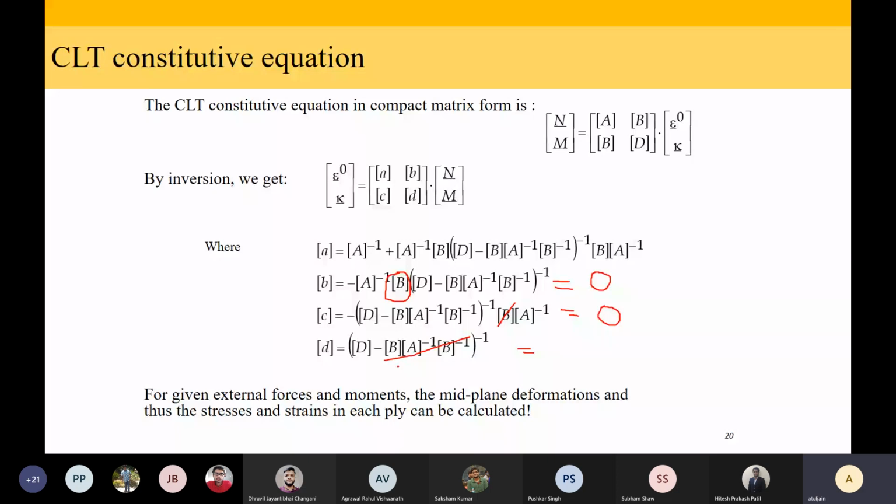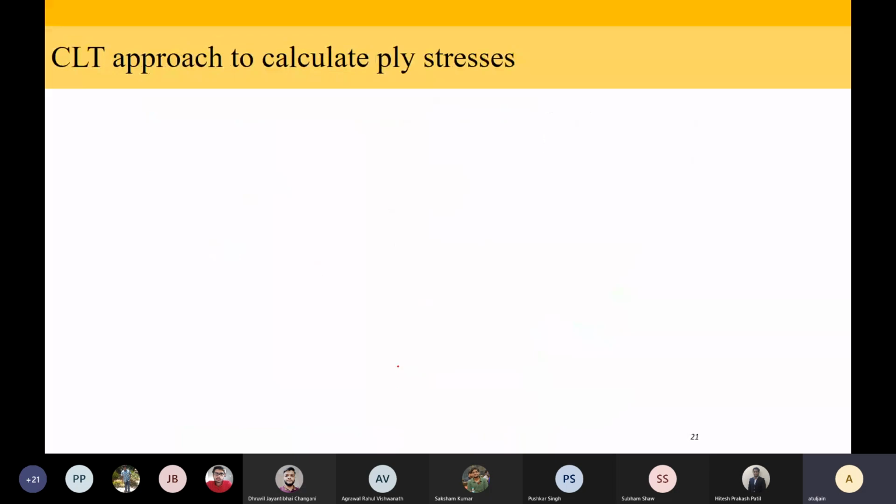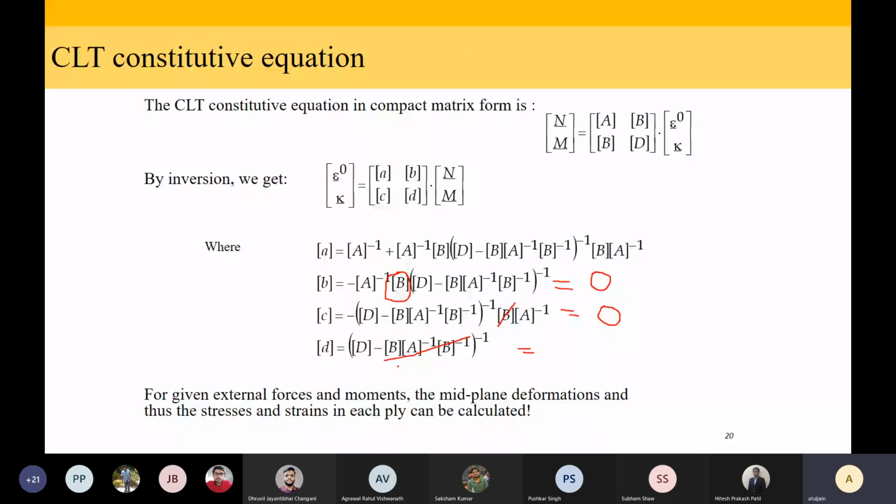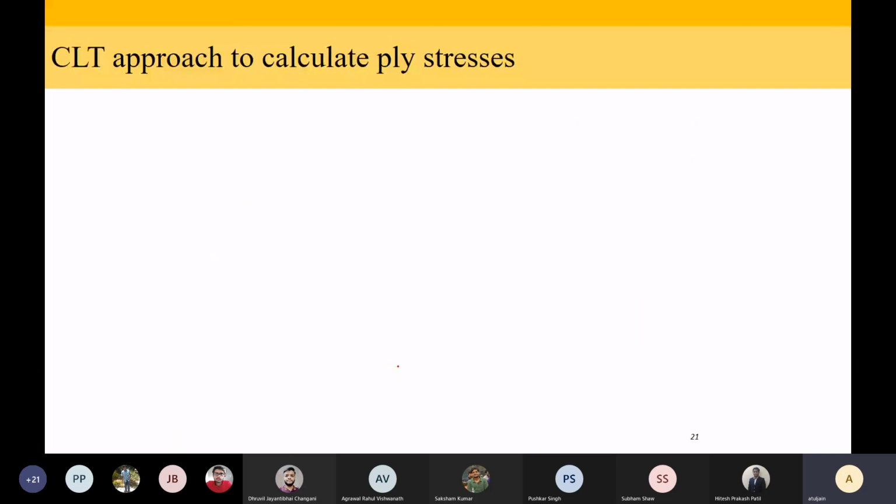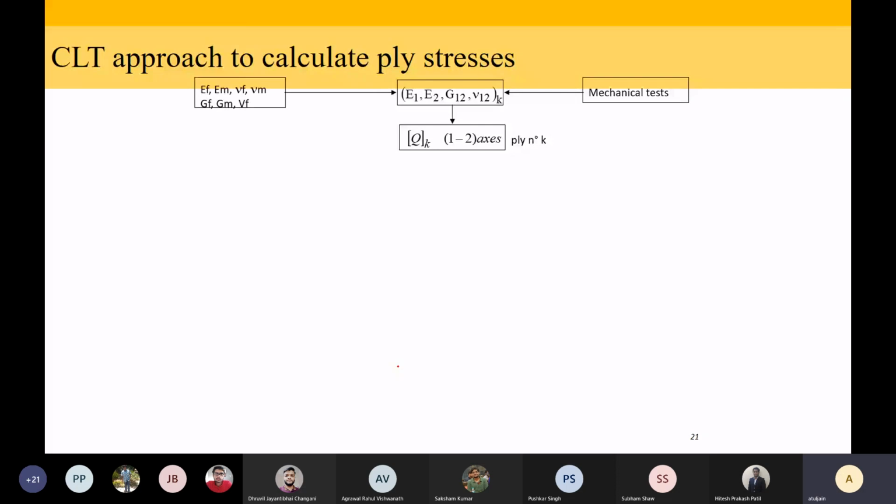So how will we calculate? So with this, how are we going to use all of these derivations that we have done to design a laminate? What are we going to do? So first of all, we start with E1, E2, G12 of the kth ply, calculate the Q matrix. The Young's modulus, the different engineering constants of the kth ply could come through mechanical tests or could come through the rule of mixtures micromechanics that you have studied. So from there, you can calculate the Q matrix of the kth ply in the global coordinate axis system.